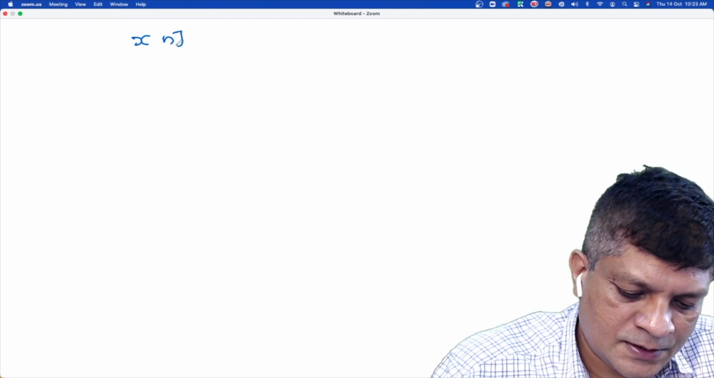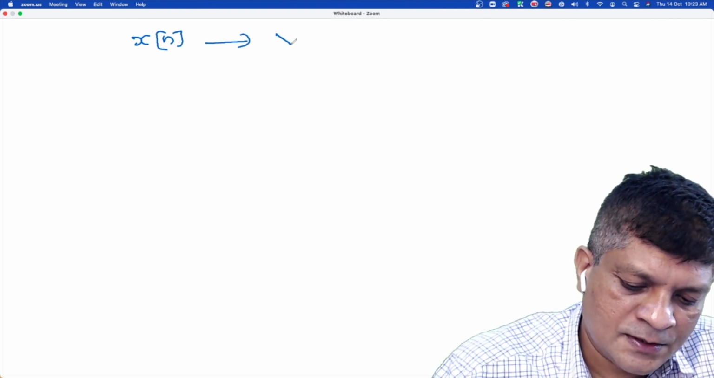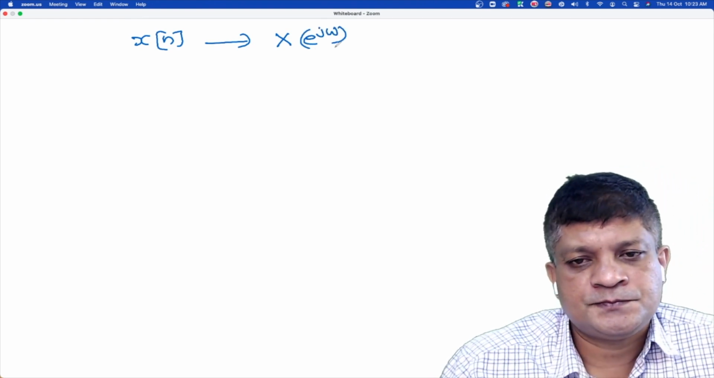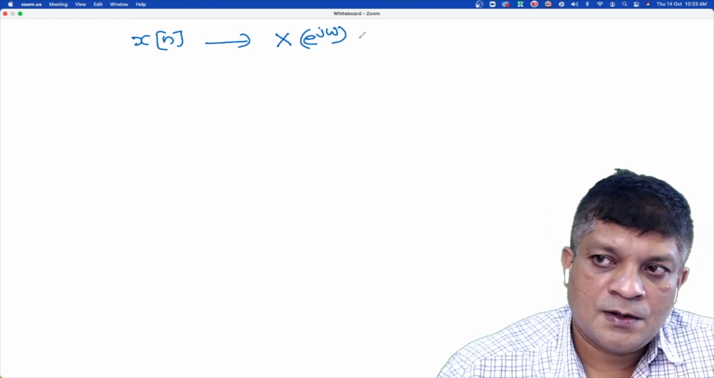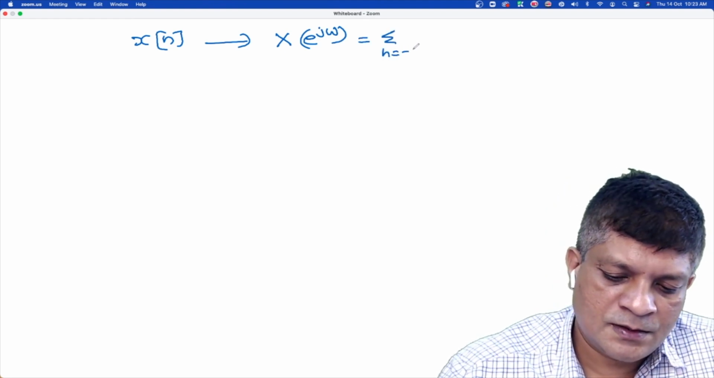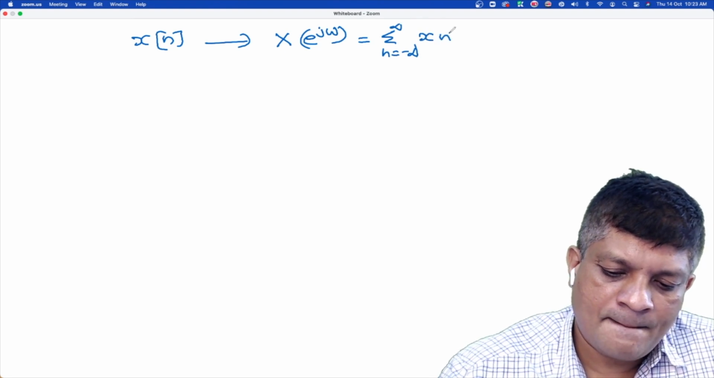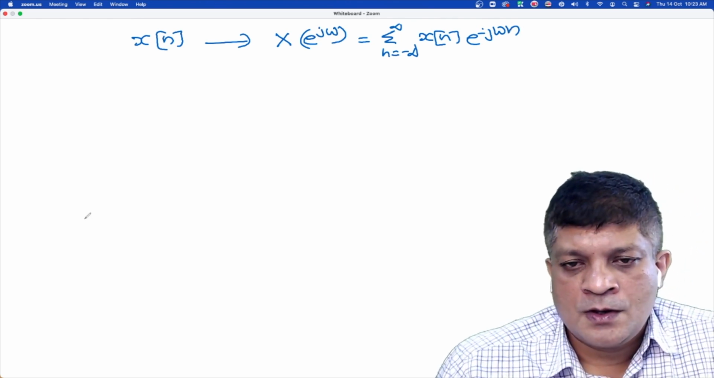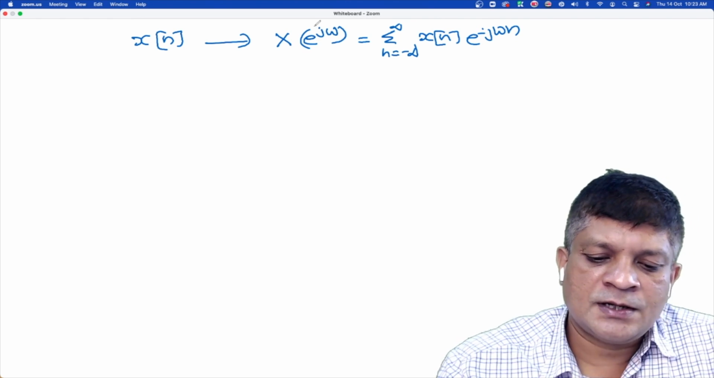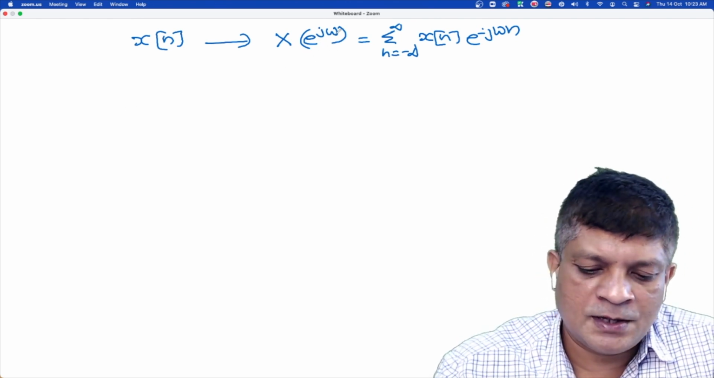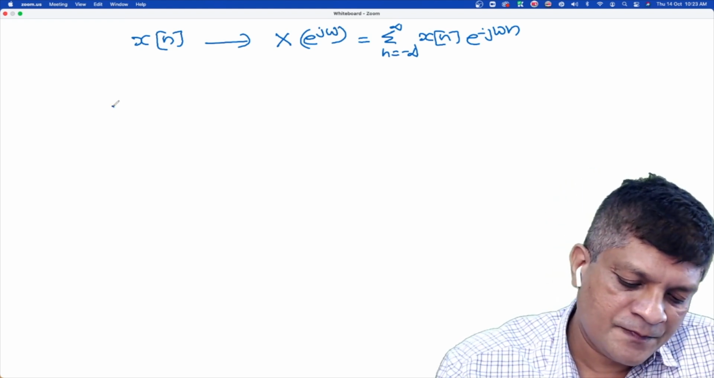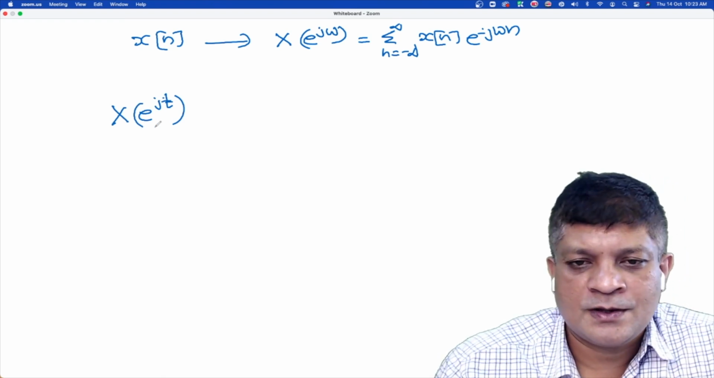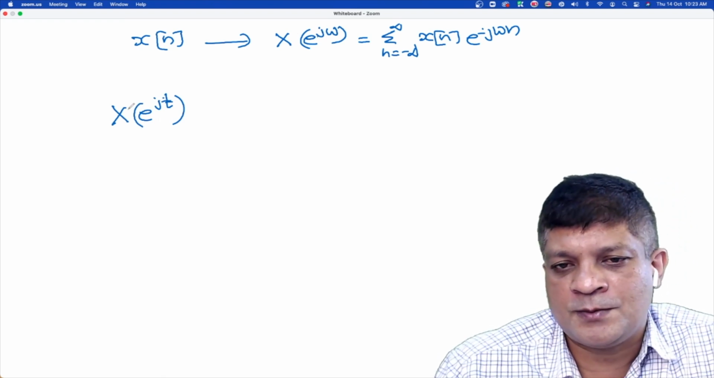Consider a discrete time signal x[n], and let's say its Fourier transform is X(e^{jω}), which is a summation over n. Now, if we consider a signal having this shape in the time domain, that means I am replacing this ω with t. We get a signal X(e^{jt}). Okay, a signal having this shape in the time domain.